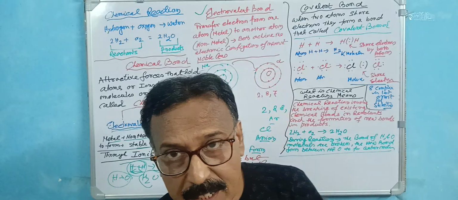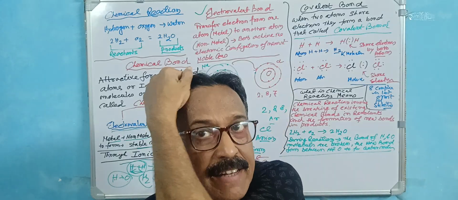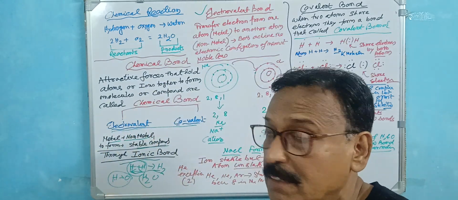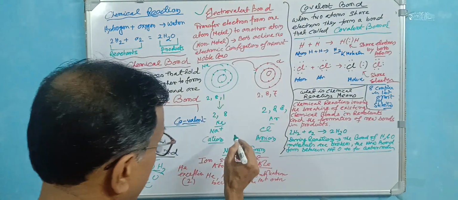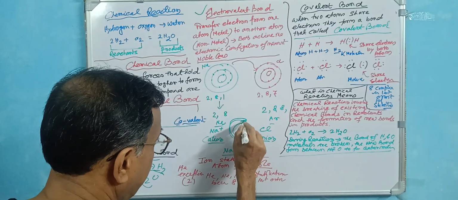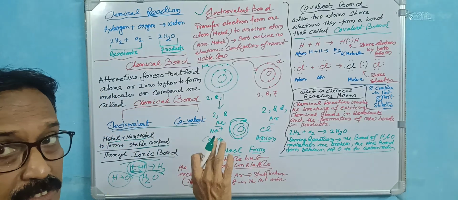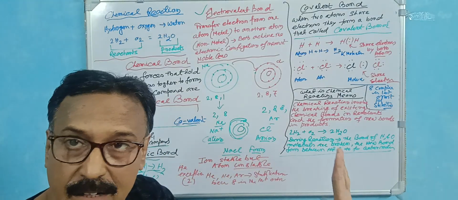In general, we say that in the last orbit of the valence shell, 8 electrons is the most stable condition. If the last shell is complete with 8 electrons, 1, 2, 3, 4, 5, 6, 7, 8, this is the most stable condition.